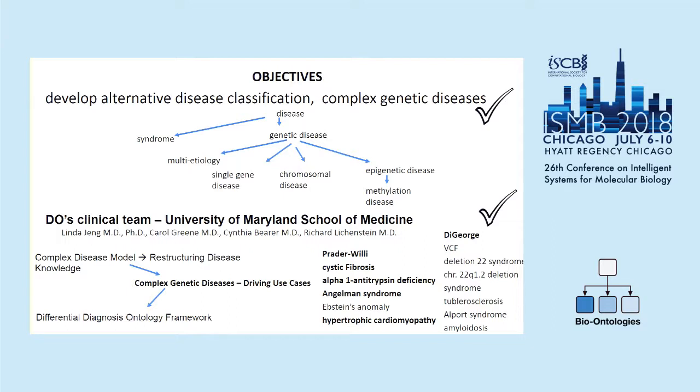On the bottom slide, on the left, we go from this complex disease model. We look at how we restructure this disease knowledge, we use these driving use cases, and then we build up a framework for differential diagnosis. That's the whole intent of it. So we're using driving biological, not projects, but diseases in this case, to make sure our data model makes sense for the biology and the clinician, and then makes sense in the ontology. That's another part of this talk, the next slide.